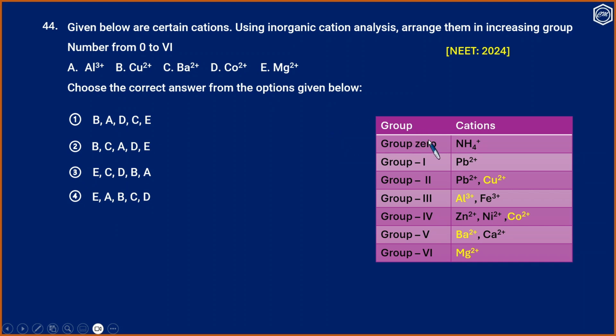We know copper comes under group 2, aluminium comes under group 3, cobalt group 4, barium group 5, and magnesium group 6. Therefore, the correct order should be option 1.